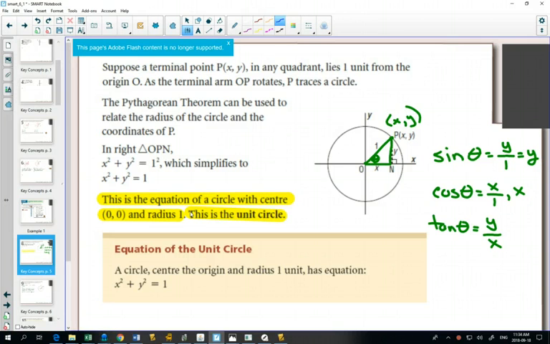So that means any point on the circle, instead of thinking of it as x and y, I can now think of it as cos of theta and sine of theta, which is a huge, big idea. Because now we can do some mental math we maybe couldn't do before.